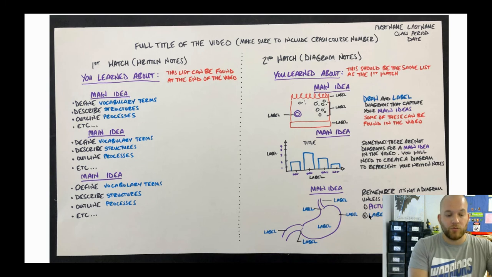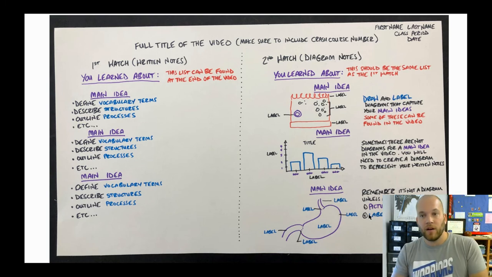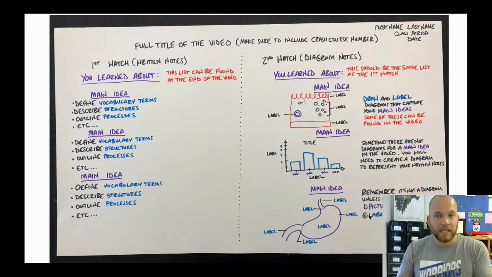First part is written traditional notes like you would any other class. The second part, which is unique to this class probably, on the right side of the paper, you are drawing diagrams. These are pictures with labels, detailed diagrams. You can even copy the diagrams in the video. They have a lot of great ones. You can pause it and sketch the diagram to help you get across the main idea.